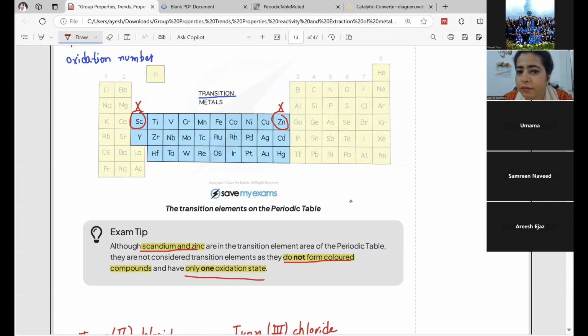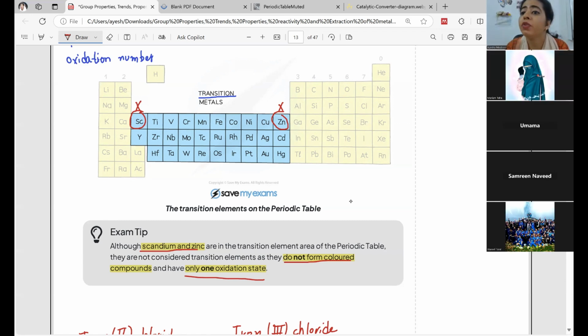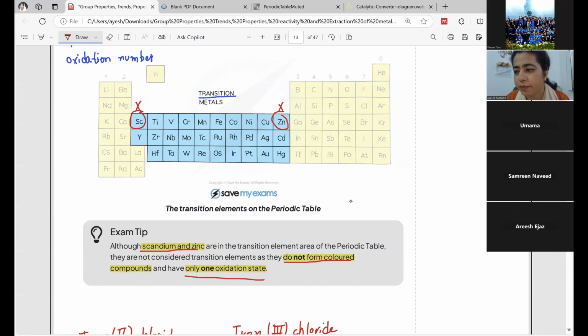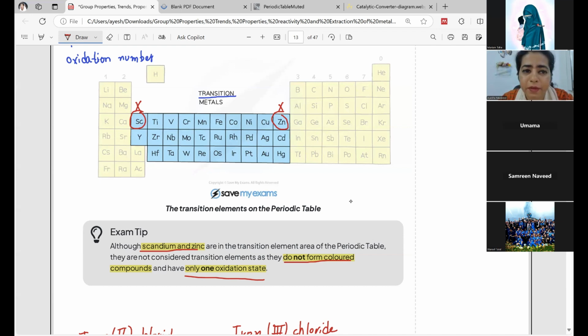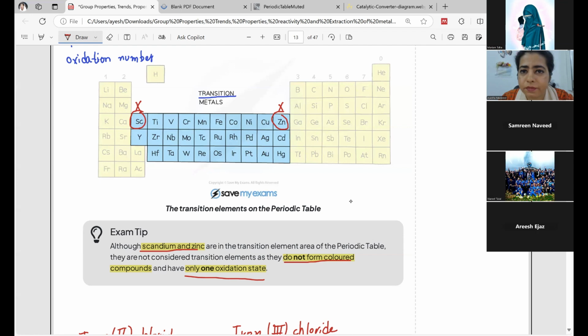Miss, so why do we count them from the transition metals? We are just saying that they are in the transition block, but not part of the transition metals. Okay, they are in those 10 groups of the transition, but still they are not transition metals. We'll exclude these two. Okay, yes. Any other question? Yes, Mariam. So they are in those 10 groups of transition metals, but still they are not transition.